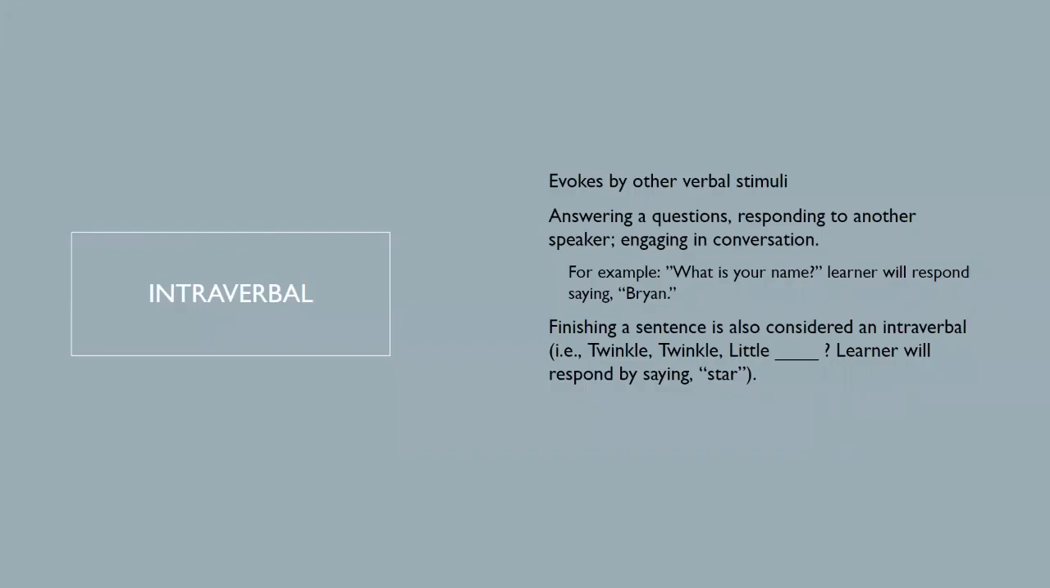Next, let's talk about intraverbals. Intraverbals are evoked by other verbal stimuli, such as answering a question, responding to another speaker, or engaging in a conversation. For example, when somebody asks, "What is your name?" the learner will respond and say, "Brian." Another example of an intraverbal is finishing a sentence or filling in the blank of a sentence. If someone says, "Twinkle, twinkle, little blank," the learner will respond by saying "star."